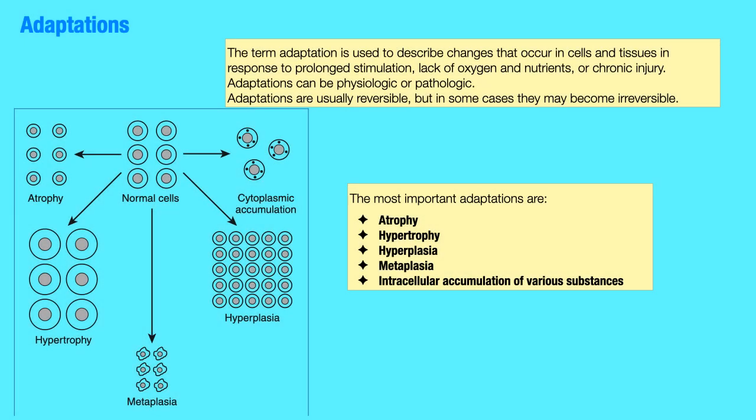All right, let's see now the incredible adaptability of the body and the cells. Cells, tissues, and organs can adapt to changes in different ways. Some adaptations are physiologic, meaning they are normal, and some are pathologic, which is not good. Some are reversible, which is good, and some are irreversible, which is sometimes bad.